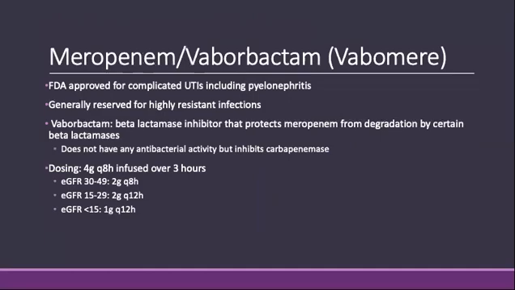Next I'll talk about meropenem-vaborbactam, which is an agent that is effective against CRE, and it's currently FDA approved for complicated UTIs, including pyelonephritis. It contains vaborbactam, which doesn't have any antibacterial activity, but it protects meropenem from degradation. I've listed the common dosing below.